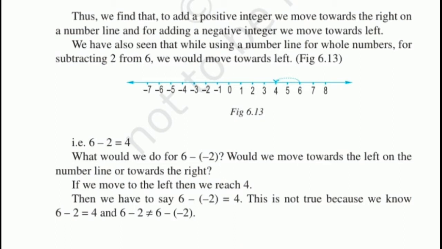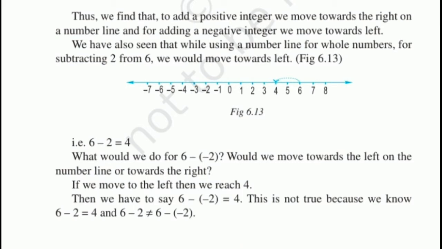We have also seen that while using a number line for whole numbers, for subtracting 2 from 6, we would move towards the left. In figure 6.13, you can see that when we are adding 6 plus minus 2, we are moving left. That is 6 minus 2, which is 4. What would we do for 6 minus minus 2? Would we move towards the left on the number line or towards the right? If we move to the left, then we reach 4. Then we have to say 6 minus minus 2 is 4.